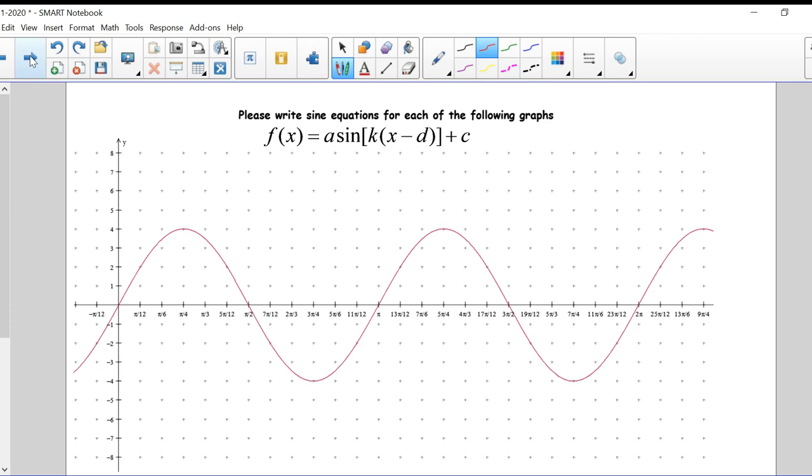Does anybody remember what part of this will give us the amplitude? So there's an A in the front, there's a K inside one bracket, the square bracket. Then there's a D that you subtract from the x, and then there's a C on the end. Does anybody remember what part of this equation gives us the amplitude? The A is the amplitude. You're absolutely right, Hussein. That's absolutely correct.